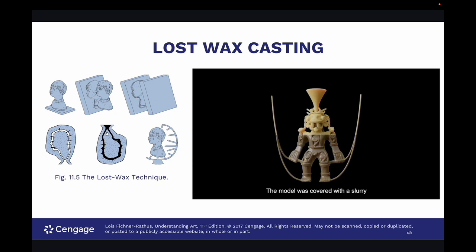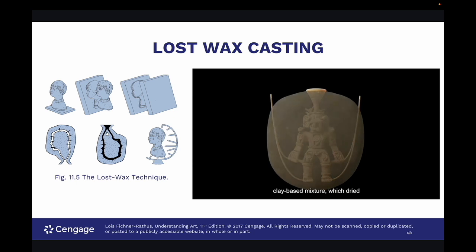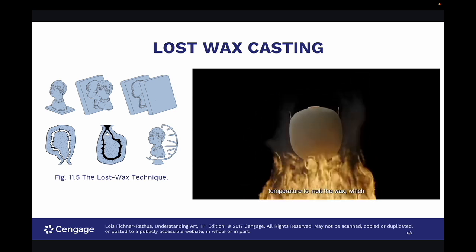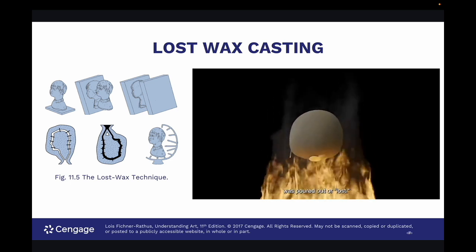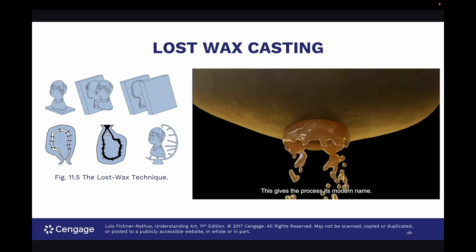The model was covered with a slurry of water, clay, and powdered charcoal, which was allowed to dry. Importantly, when it did, it captured an exact, detailed impression of the model's surface. The model was encased in a clay-based mixture, which dried to form a hard mold. In the process, the inner clay form was attached to the mold. Then the casting was made. The mold was heated to a very high temperature to melt the wax, which was poured out or lost. This gives the process its modern name.